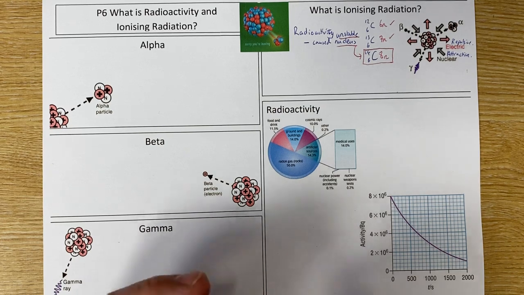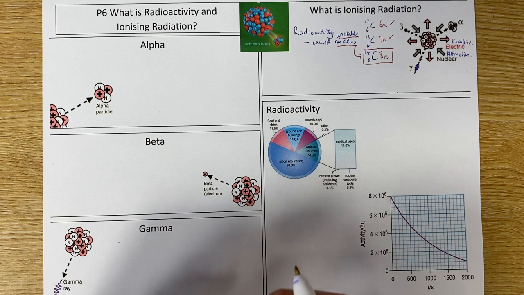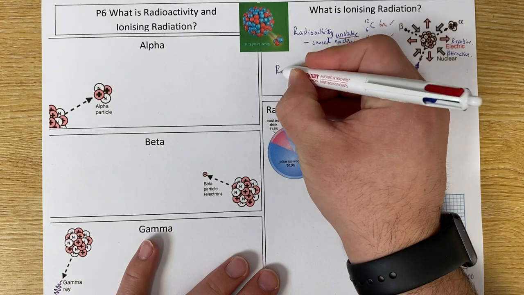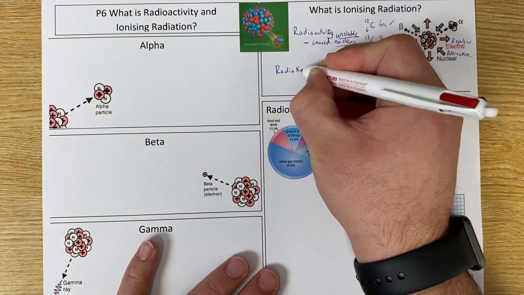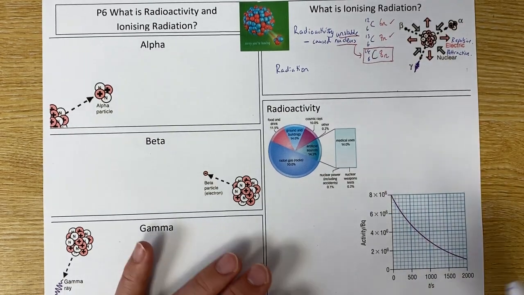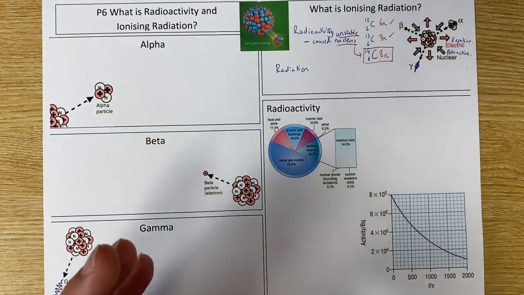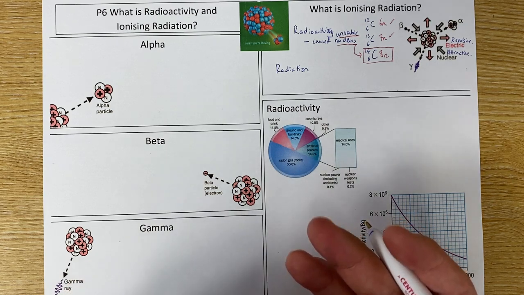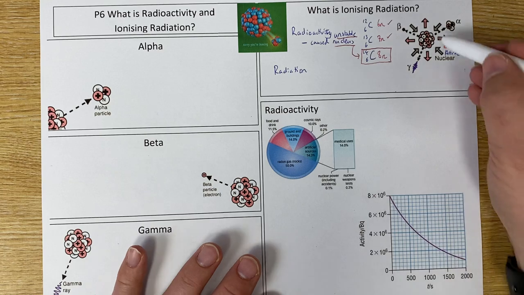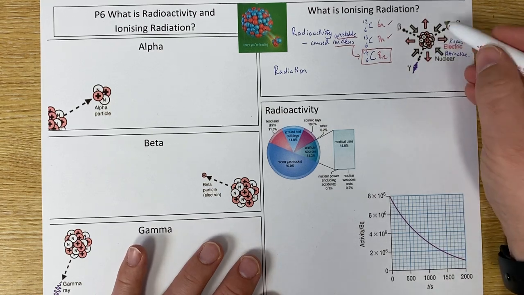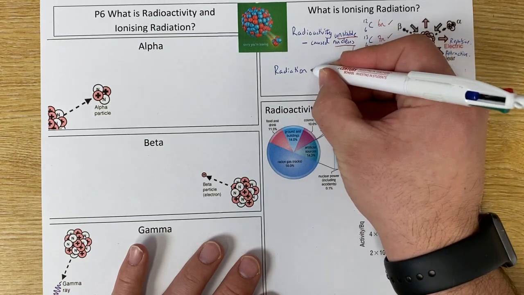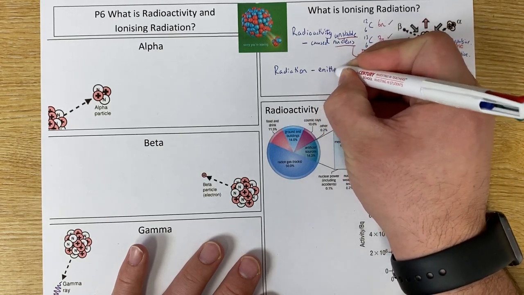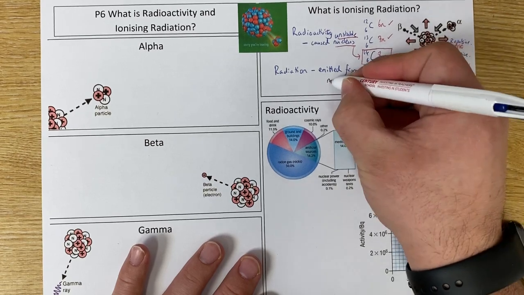Now, in order to address that instability, the nucleus needs to try and correct the number of protons and neutrons in there. The way that it does that is it emits radiation. So be really, really clear and don't use the word radiation as the same as radioactivity. Make sure you're really clear about how they're distinct. Radioactivity is just when the nucleus is unstable. Radiation is what is emitted from the nucleus. It's what's fired out.